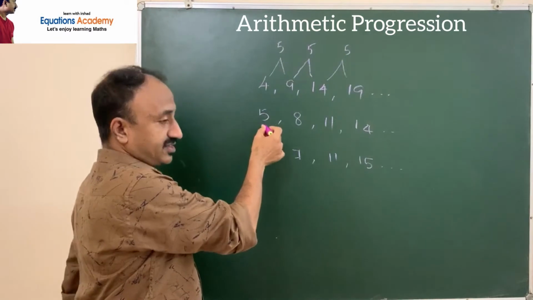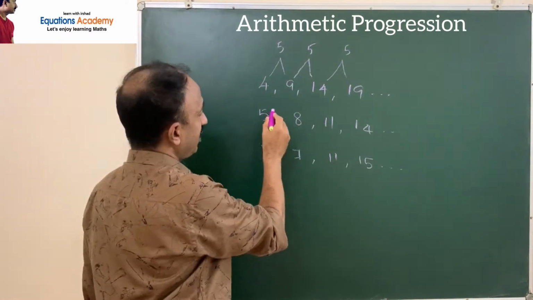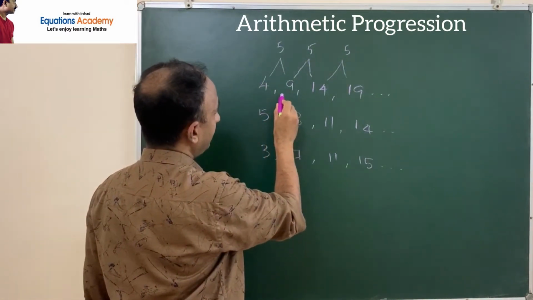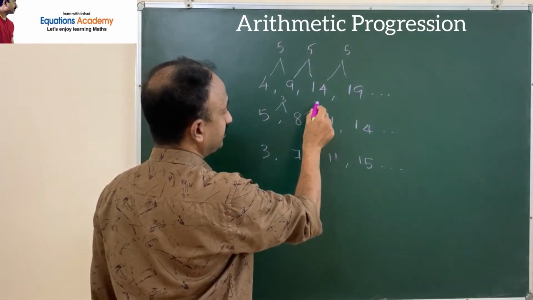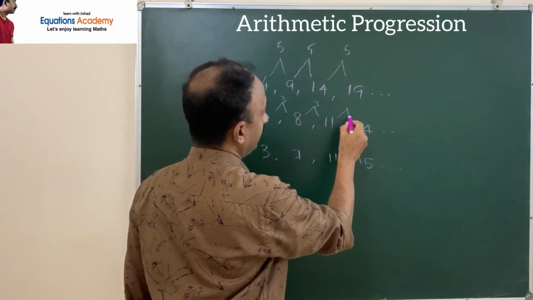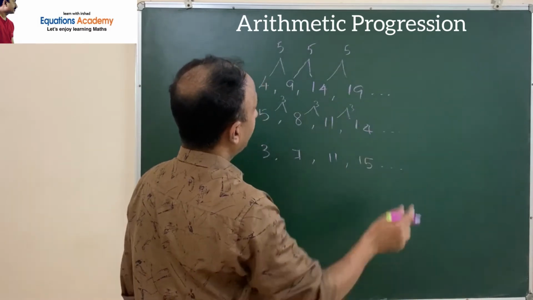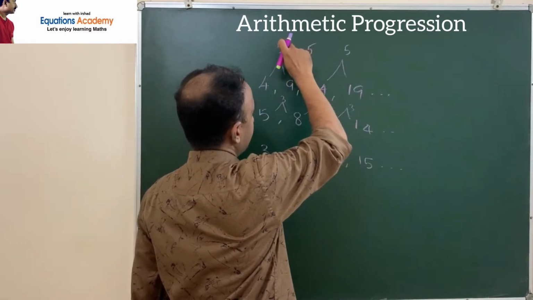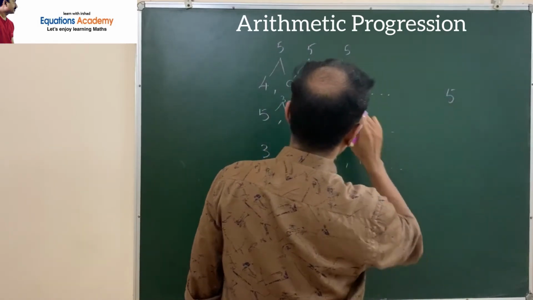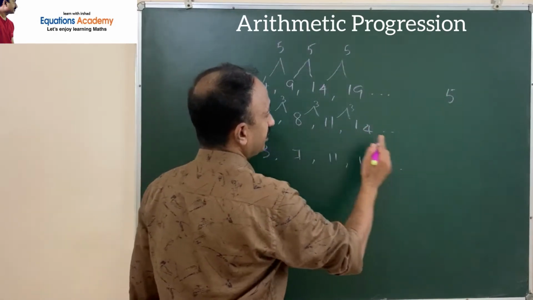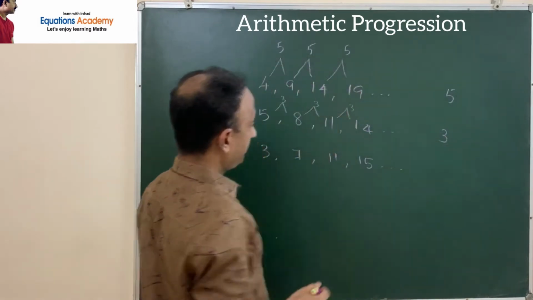Come to the second numbers, 5. Here we add 3. 5 plus 3 is 8. 8 plus 3 is 11. 11 plus 3 is 14. See, there is a fixed number, this 5, 5, 5. Here the difference is 5. Here the difference is 3.